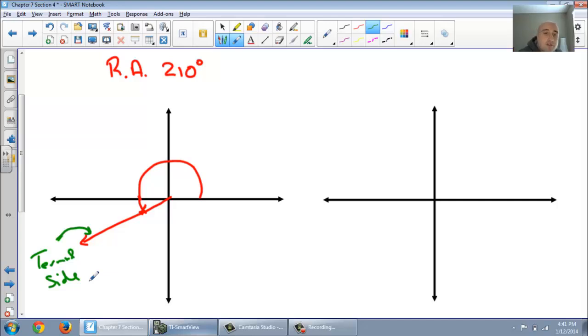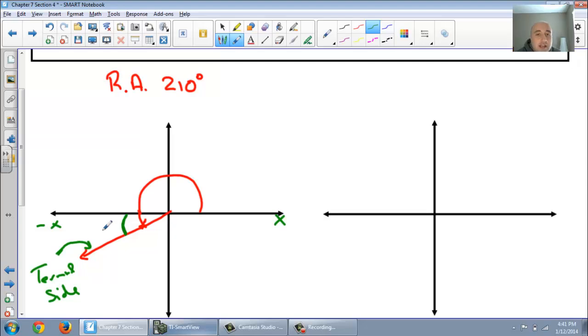It's the distance from that terminal side to the nearest x-axis. And remember, the x-axis is either over here, or here's the negative x on the left. It's the distance from this terminal side to the nearest x-axis. So how much further past 180 am I to get to 210? So for 210, you do 210 minus 180, and I should get 30 degrees. So my reference angle is 30 degrees. Okay? That's a very important number here.